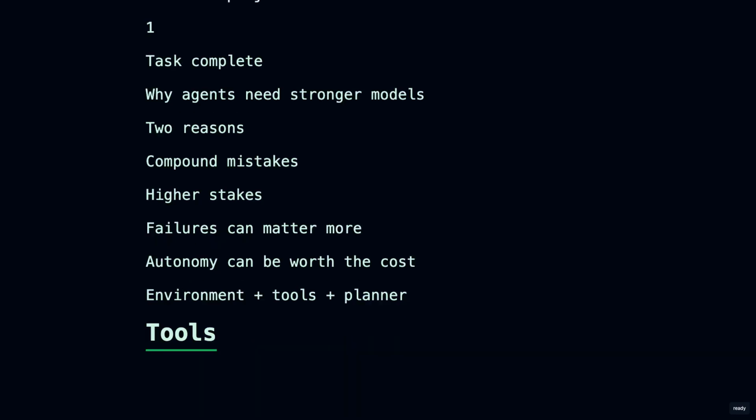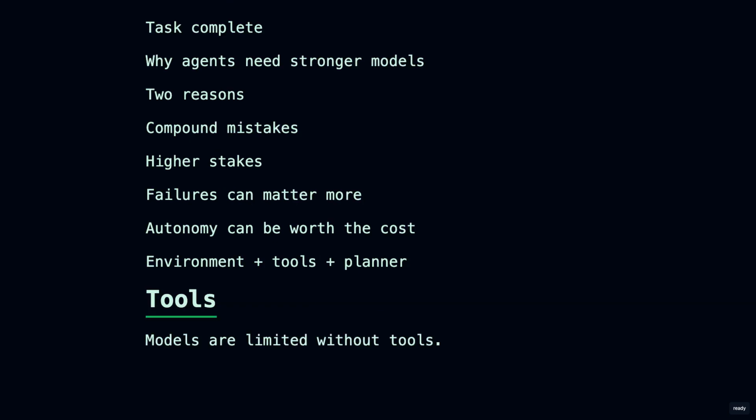In this section, we'll look at why tools matter for agents. A model can be useful on its own, but external tools greatly expand what it can perceive and do. An agent does not need tools to exist, but without them, its abilities are narrow. A text model mostly generates text, and an image model mostly generates images. Tools are what let an agent do much more.